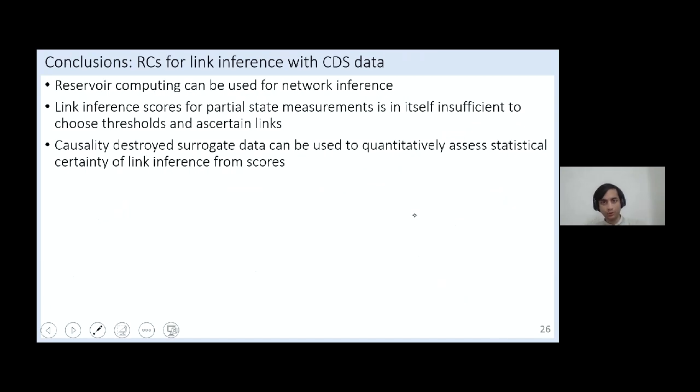And so just to conclude this half of my talk, reservoir computing really can be used quite effectively for network inference, and link inference scores for partial state measurements is in itself insufficient to choose threshold and certain links, but you can use causality destroyed surrogate data to quantitatively assess the statistical certainty of link inference from scores. And we think that this is not really just specific to reservoir computing as a means of network inference, but hopefully it's going to be quite applicable to other methods as well.